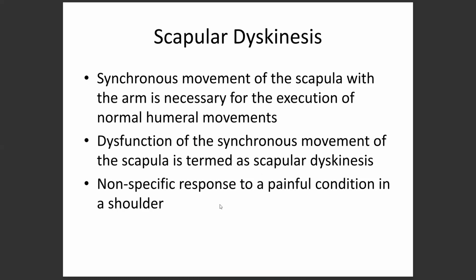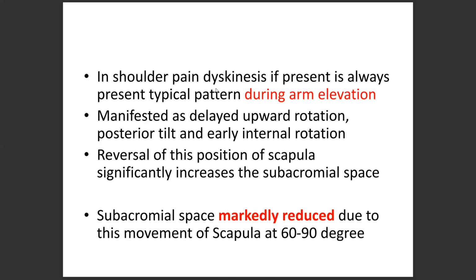Non-specific response to a painful condition of a shoulder. This scapular dyskinesia is a non-specific response. And in shoulder pain, dyskinesis, if present, always shows a typical pattern during the arm elevation, and it is manifested as delayed upward rotation, posterior tilting and early internal rotation. And the most important thing is that early internal rotation. And because of that internal rotation, there may be some winging and there may be some problem to that complete complex of the scapula.